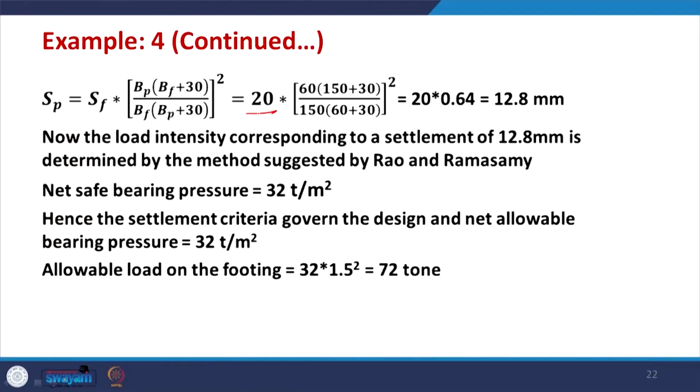Rather, the maximum settlement which is permissible for the footing is given as 20 mm. So, we can find the corresponding settlement of the plate using this relation, and the corresponding settlement comes out to be 12.8 mm. This is going to be less than 20 mm, because the dimension of the footing is more compared to the plate, so the settlement of the plate will be less than 20 mm, that is sure. So, this comes out as 12.8 mm.